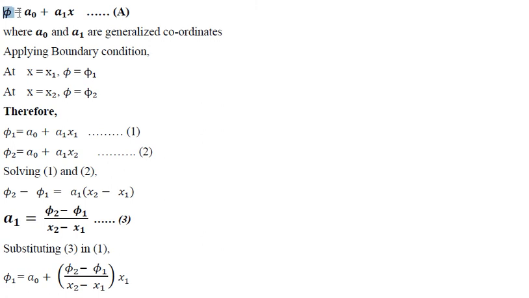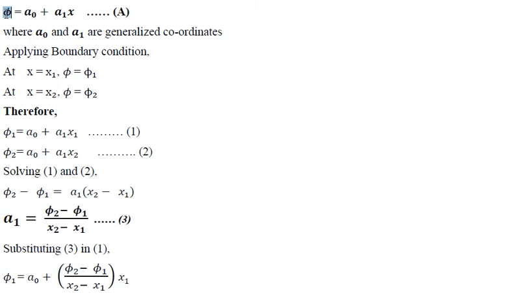Assume phi is equal to a0 plus a1x. This is the displacement equation assumed, the general displacement equation for the torsional member. In place of u, we have taken phi. That is the only difference between bar and torsion. Here a0 and a1 are the generalized coordinates.